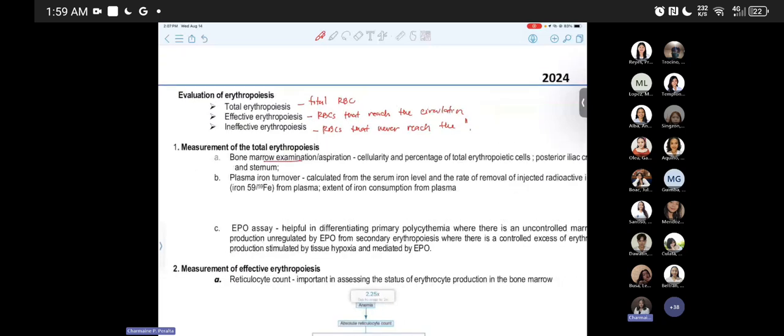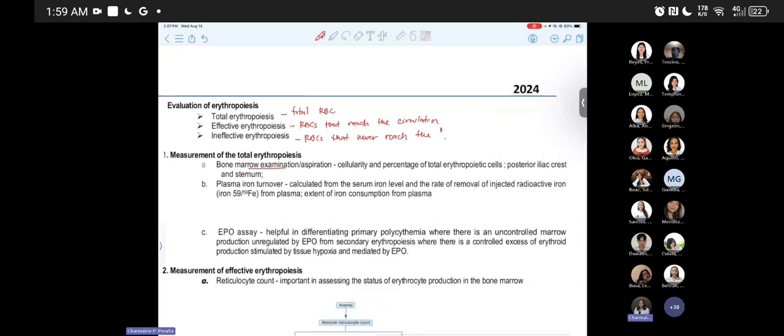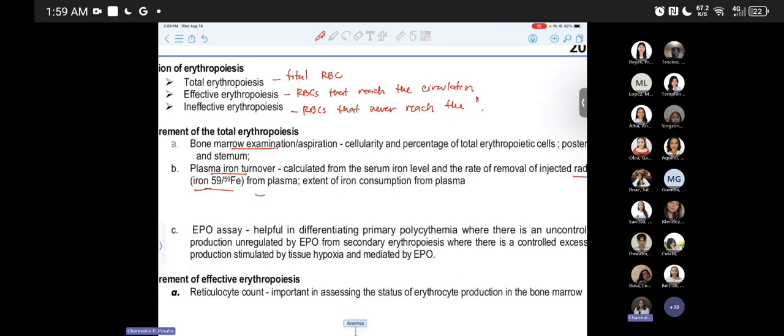So for the measurement of total erythropoiesis, we have bone marrow examination or aspiration. So ginagawa to sa posterior iliac crest and sternum. We have the iron 59 or plasma iron turnover. So keywords na lang ang mga tandaan nyo dito. I-inject kay patient yung radioactive iron or iron 59. If normal ang total erythropoiesis, 70 to 75% of plasma iron is used up by RBC.